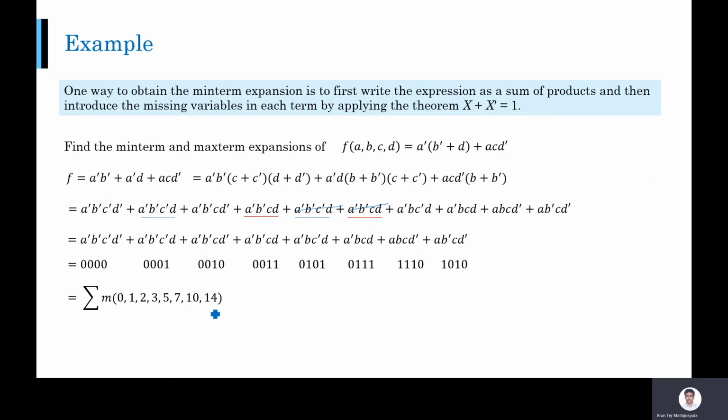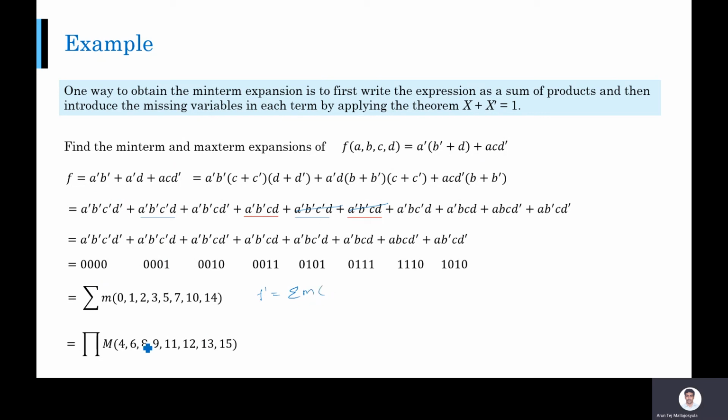How do I get that? Whatever row numbers are missing, I will put them for my maxterm expansion. So this is 4 variables, I will have 0 to 15. What is missing? 0, 1, 2, 3, 4 is missing, 5, 6 is missing, 7, 8 is missing, 9 is missing, 10, 11, 12, 13, and 15. These are all missing. So therefore, this function is also equal to the product of all these maxterms. Okay, so that is what I get. Now we can get the complement also very easily. So what is f'?